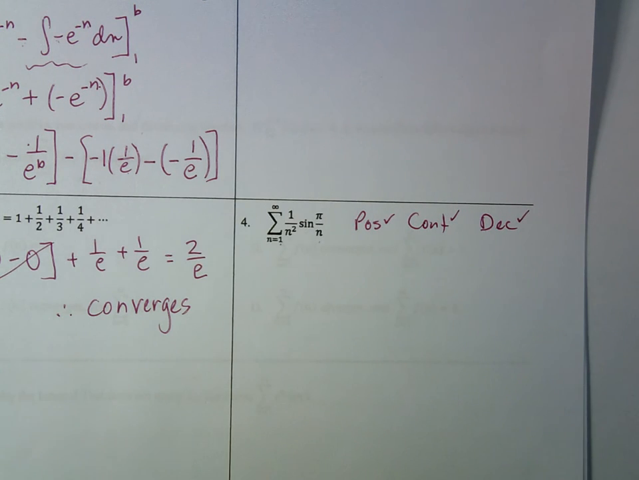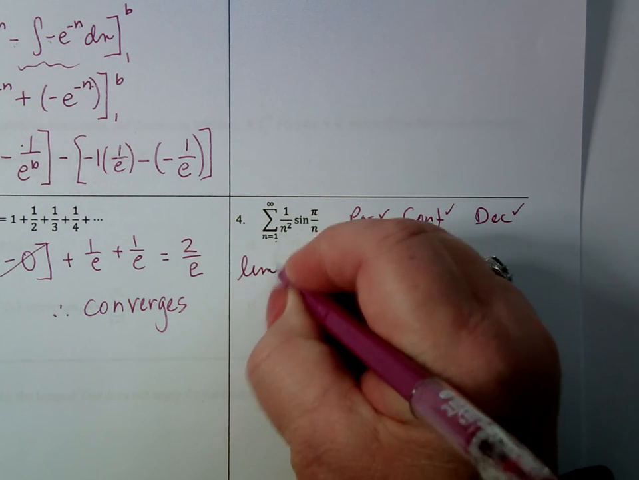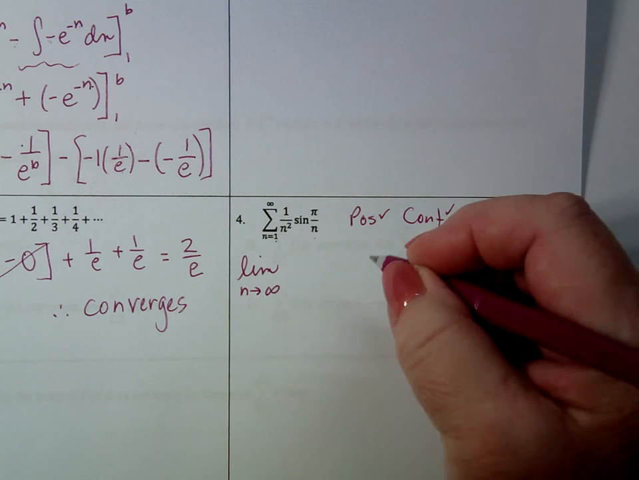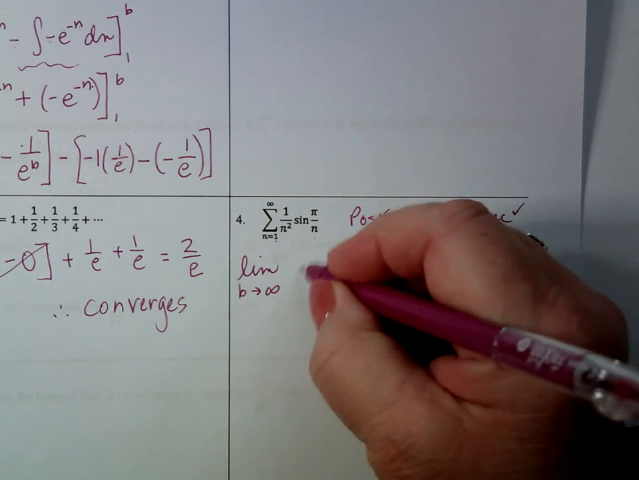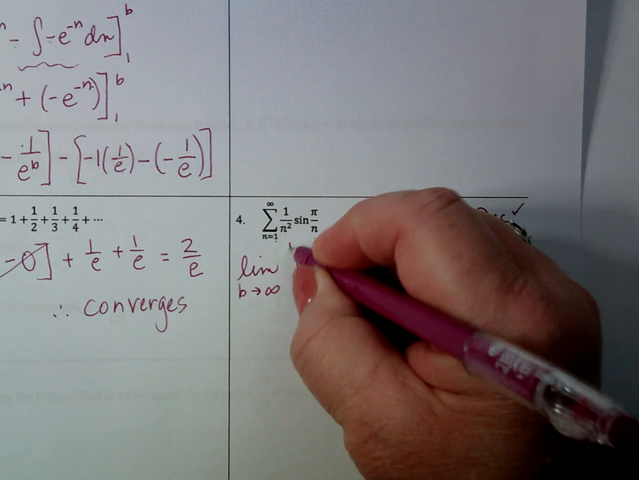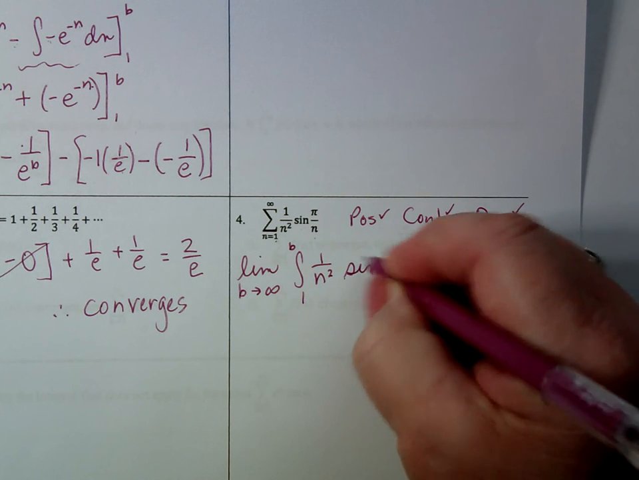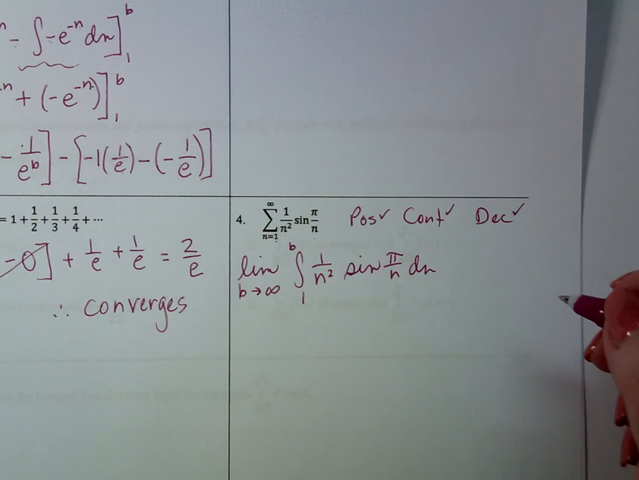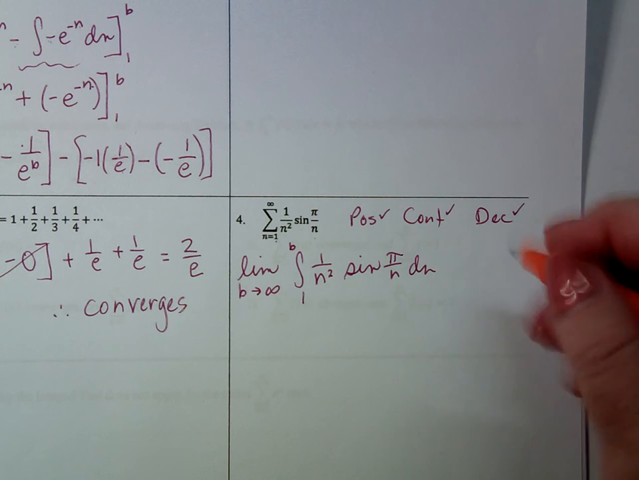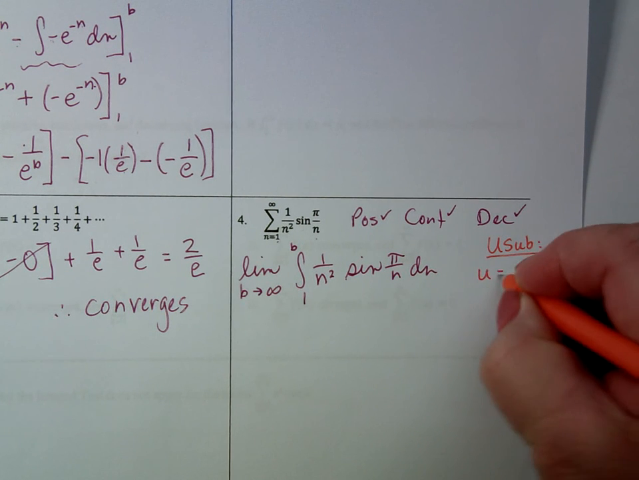All right, here we go. I'm going to set it up so that I can take the integral. The limit as b approaches infinity of the integral from 1 to b of 1 over n squared times the sine of pi over n, with respect to n. Now this one's a little trickier, which is why I chose it. This one's going to actually be a u sub. And what are you u subbing? You're u-ing this weird angle of pi over n.